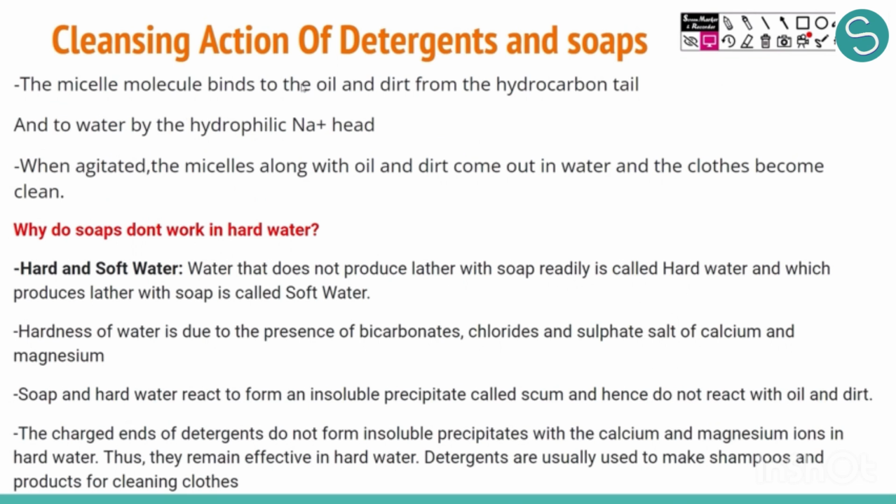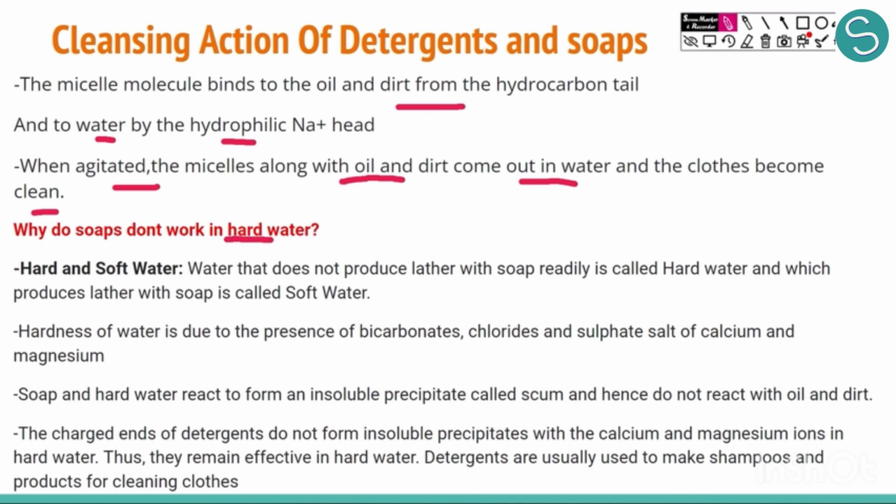So the micelle binds to the oil and the dirt with the hydrocarbon tail, and the water is bound by the hydrophilic sodium head. When agitated, the micelles along with the oil and dirt come out in water and clothes become clean. This is how soaps and detergents clean our clothes. They form micelles, and these micelles, when agitated, are removed from the clothes and come into the water, leaving our clothes clean. But there is a problem: soaps particularly do not work in hard water.